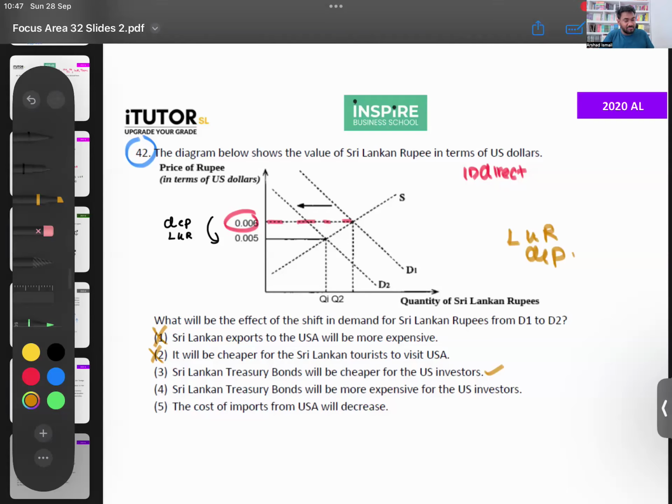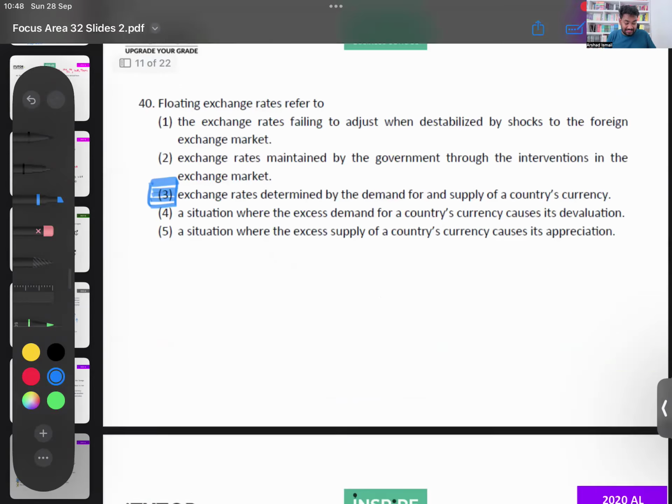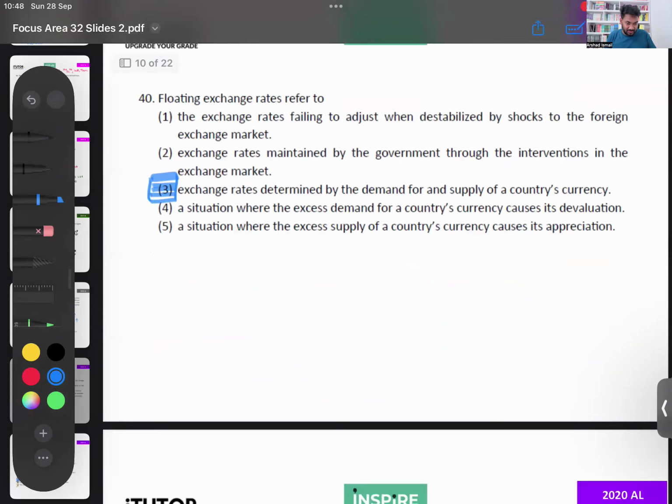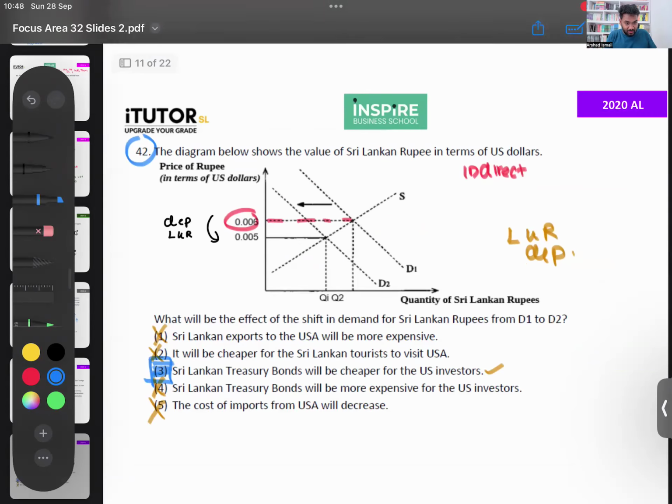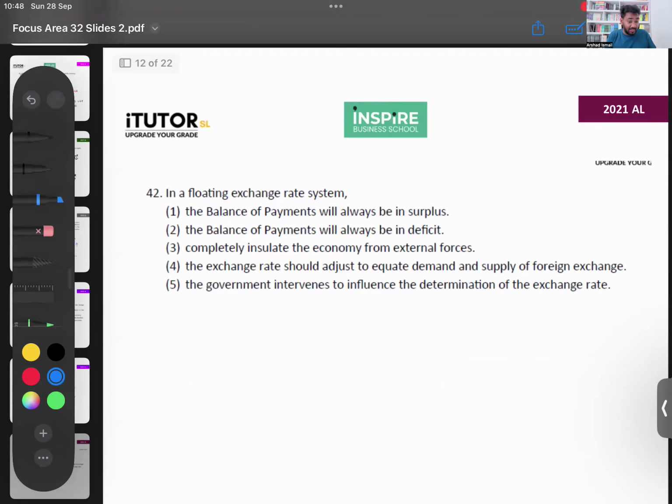Sri Lankan treasury bonds will be expensive. Or the cost of imports from the US will decrease. No, if our currency depreciates, whatever we import is expensive. So not this. Any Sri Lankan thing will be cheaper for them, whether it's a treasury bond or exports or whatever. So 2020, 42 is number 3. The previous one was also 3.